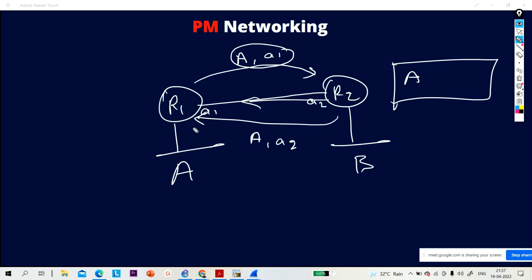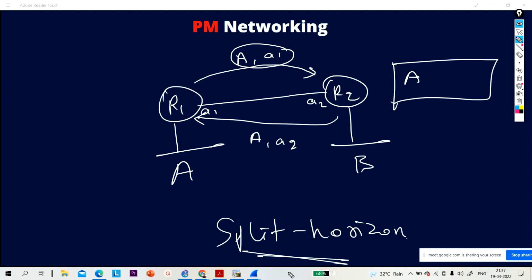But my question is, why is R2 sending the same update to R1? How do we stop this update message that R1 is sending to R2 from being sent back to R1? The same network information which R2 is receiving from R1, why is R2 sending it to R1? How do we stop it? We have the concept of split horizon.